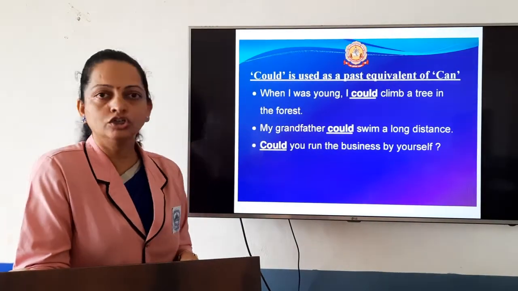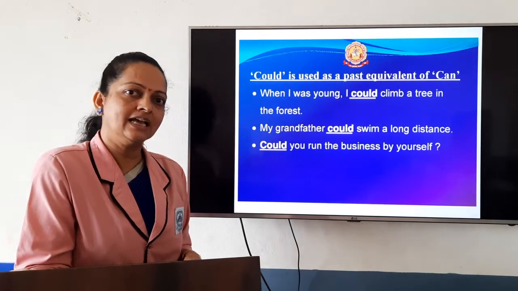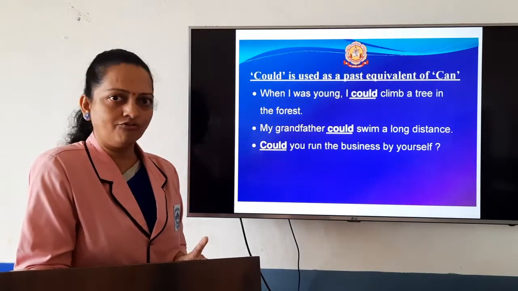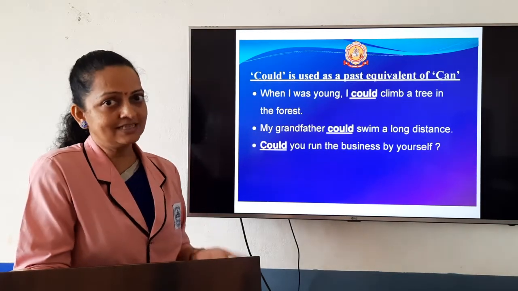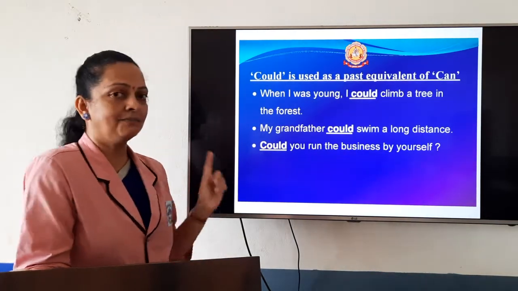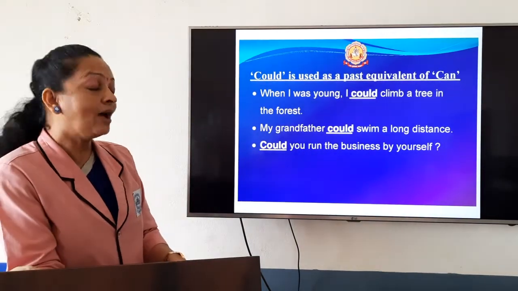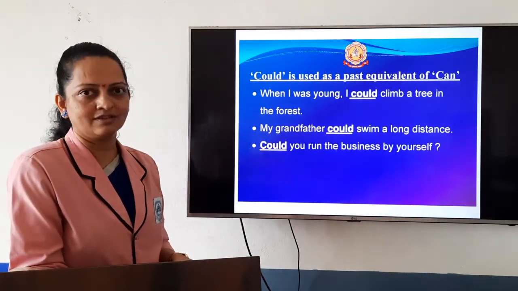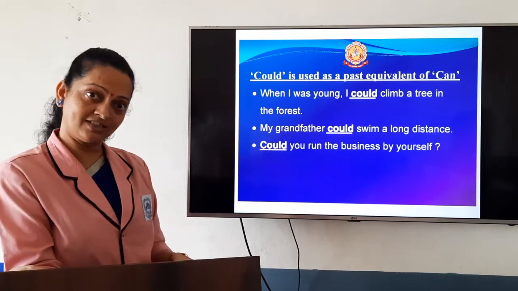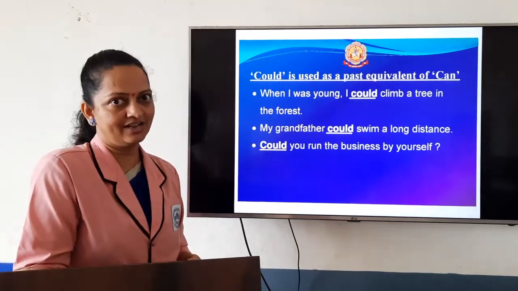Next we will go for could. Now could is nothing else but the past equivalent of can. Can expresses ability or capacity. So could also expresses ability or capacity, but it's a past equivalent of can. When I was young, I could climb a tree in the forest. It is speaking about the past. When he was young, he could climb a tree in the forest.